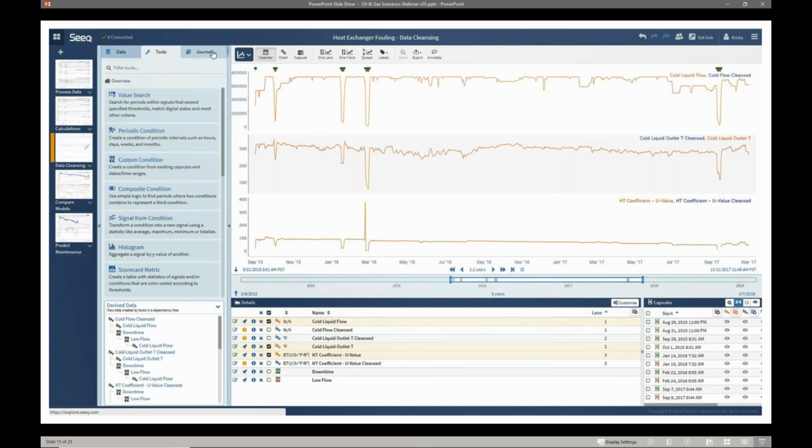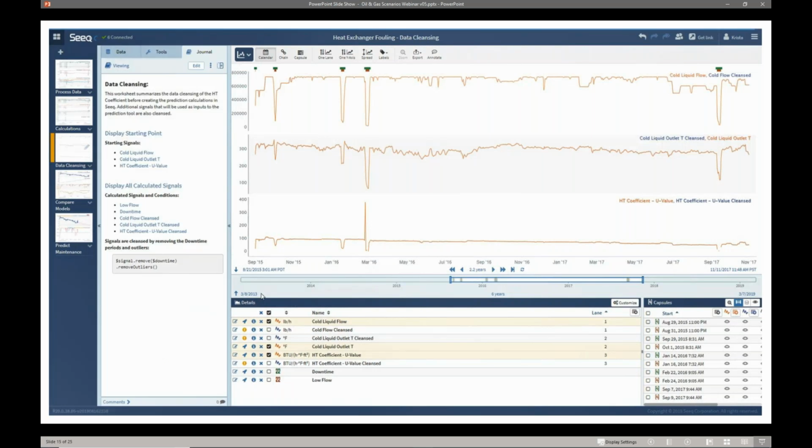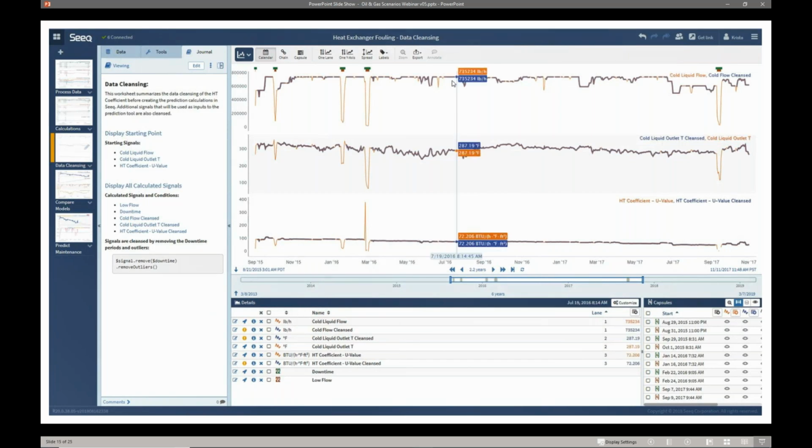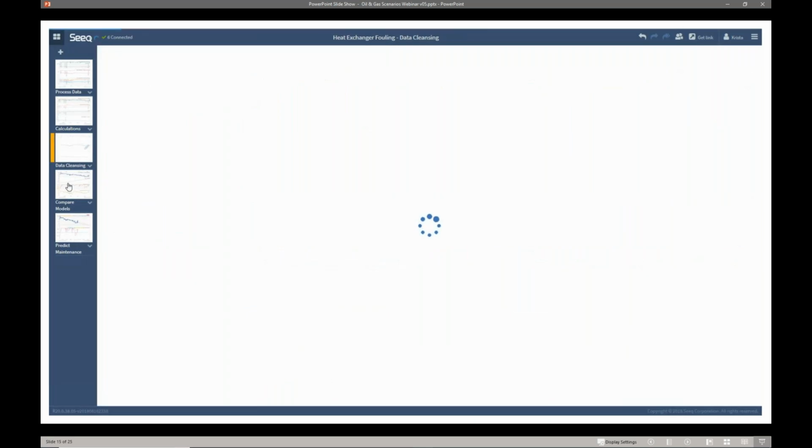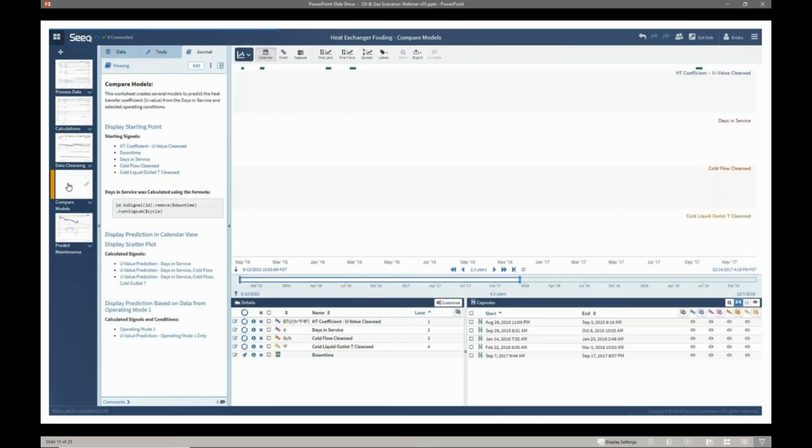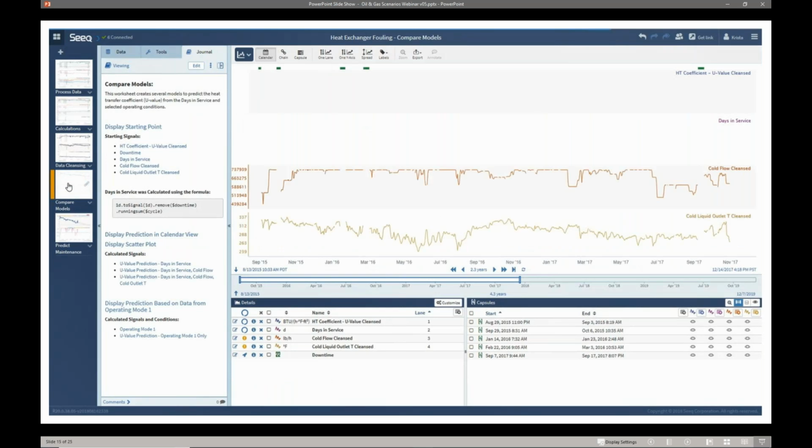In addition to removing those periods of time, I have additional outliers that I may want to remove, as you see here in this top signal. And so I'm able to use Seeq's formula to remove both those downtimes and outliers. Now that I have my cleansed signals, I can move on and go to my modeling.